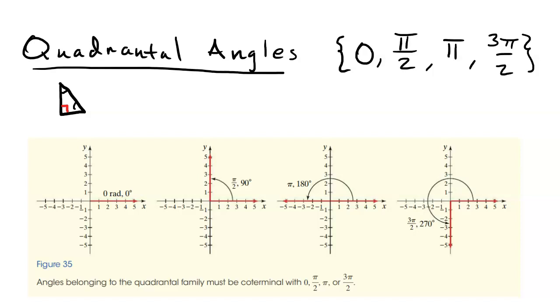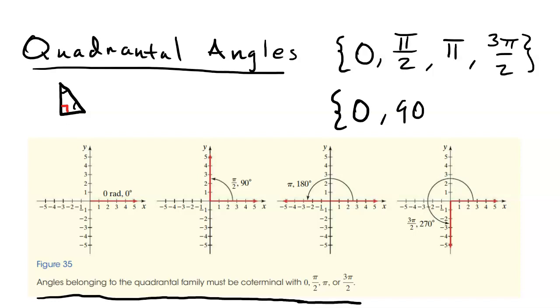For right now, all you need to know is that this is the first family, and the only requirement is that the angles are coterminal with one of its members. So angles belonging to the quadrants family must be coterminal with 0, pi over 2, pi, or 3 pi over 2. And in this figure, which is in your e-text, you can see the degree measure as well. So this is also the family of 0 degrees, 90 degrees, 180, and 270. Okay, on to the next family.